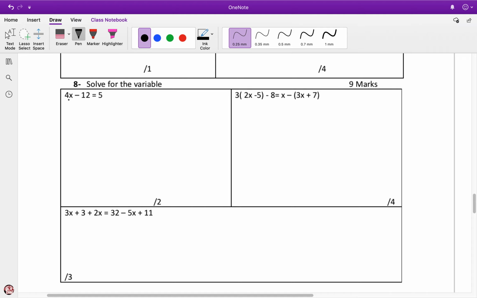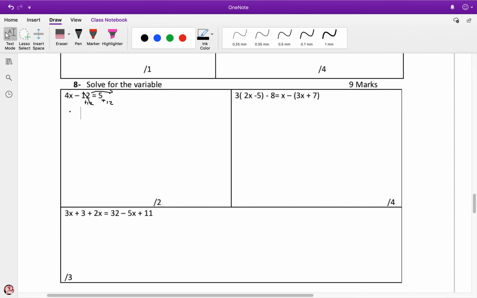isolate the x. So we need to move everything that doesn't have a variable to the other side. So we're going to move this over here. Now if you recognize it, it's a negative on this side, and whenever anything crosses over the equal sign, it does the opposite. Or if you want to add 12 to this side and add 12 this side, these two will cancel and you're left with the exact same thing.